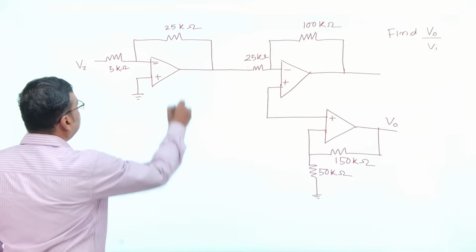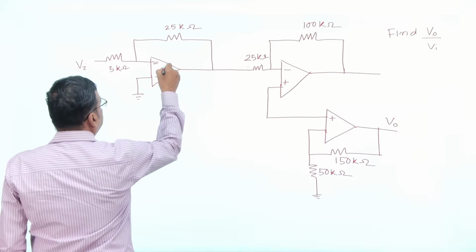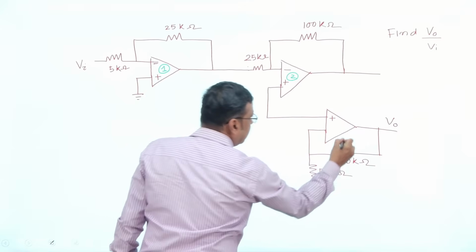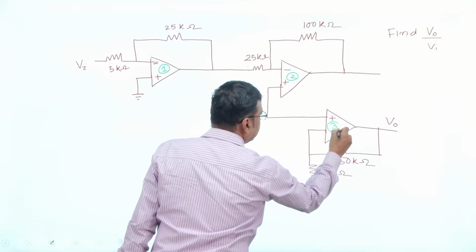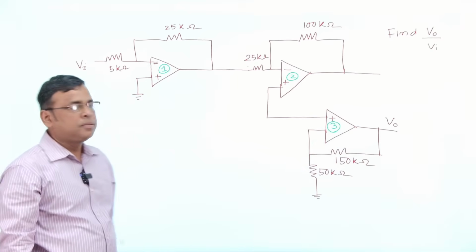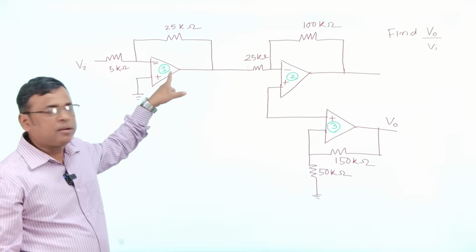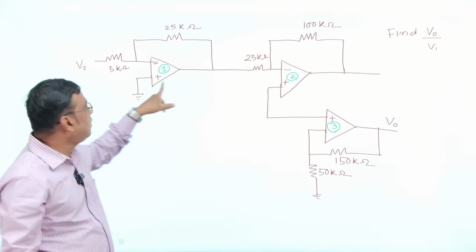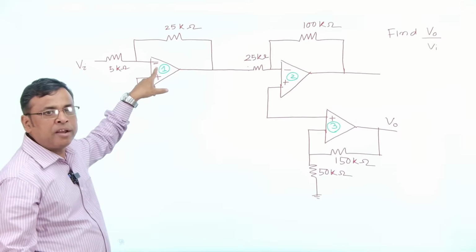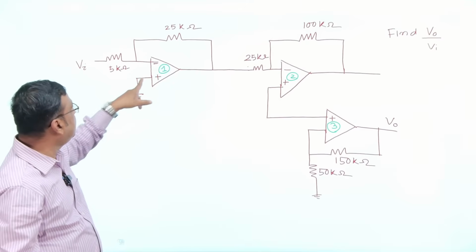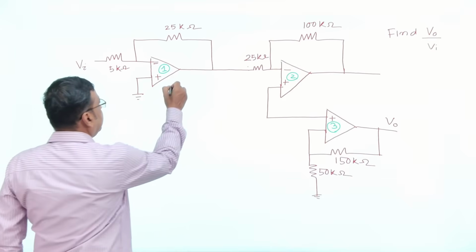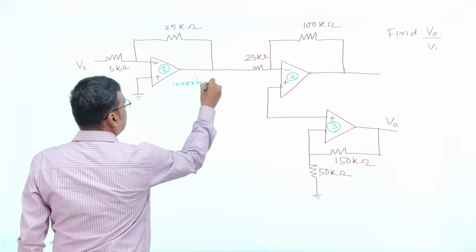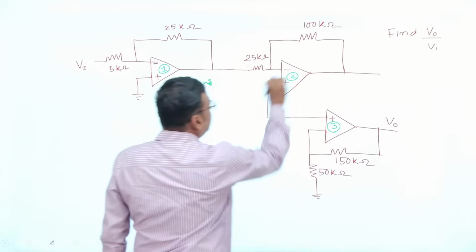First of all, this is your op-amp 1, this is your op-amp 2, and this is your op-amp 3. There are 3 op-amps. Clearly this is an inverting amplifier. Already I told you, inverting amplifier means what? You are giving the input voltage to the inverting input, minus terminal. This is your inverting amplifier. This is your inverting. And this is also inverting.